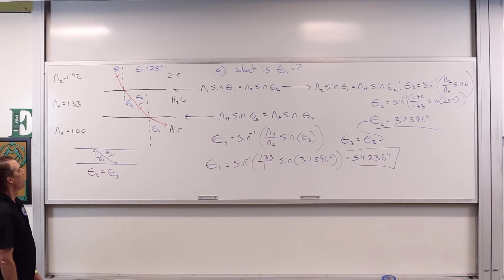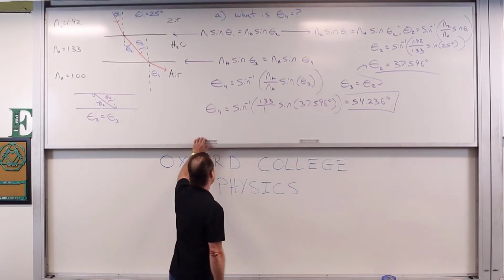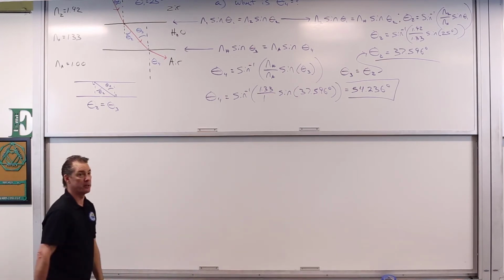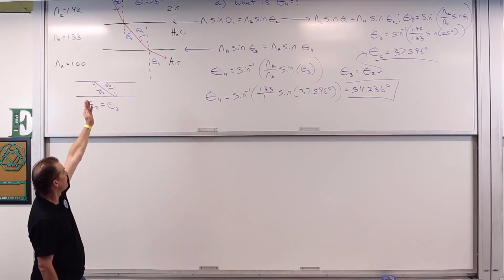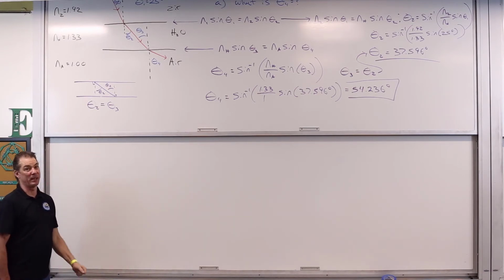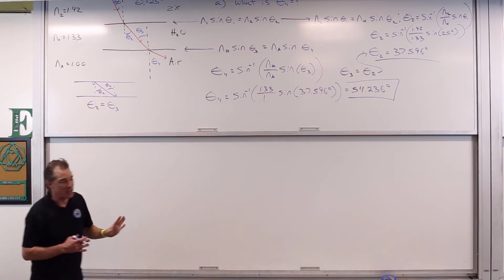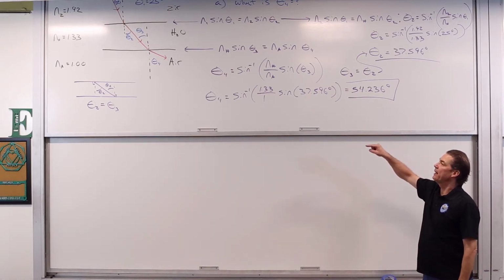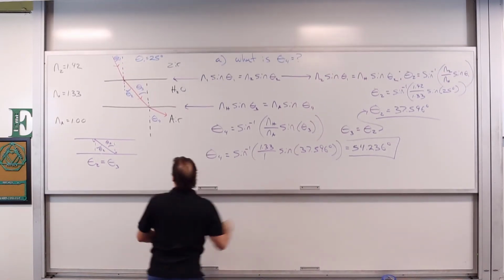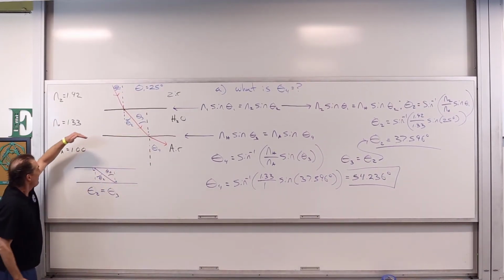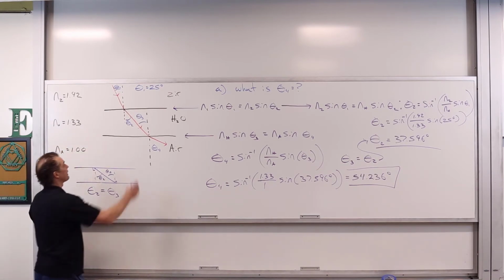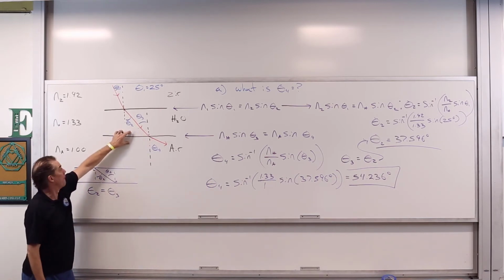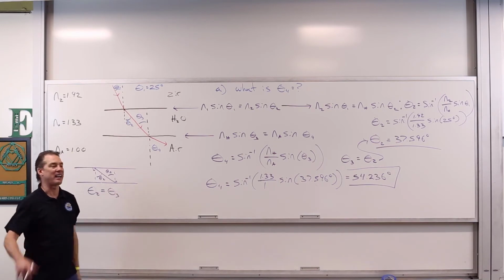Pretty cool, right? All right, so then we transition on over to part B. Part B asks something very specific. What does theta 1 have to be such that theta 4 is 90 degrees? Or, worded in the actual question, what does the angle of incidence at the zircon-water interface have to be such that the ray arrives at the critical angle at the water-air interface? So we want this theta 3 now to be the critical angle between these two materials. There's a particular theta 1 that can make that be the case.